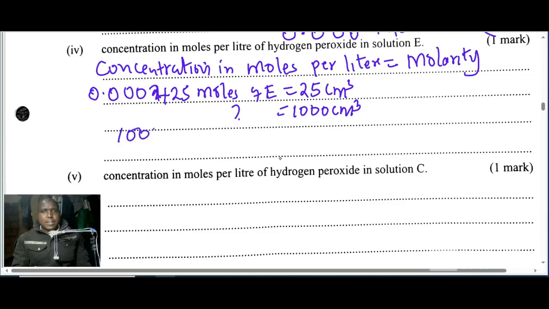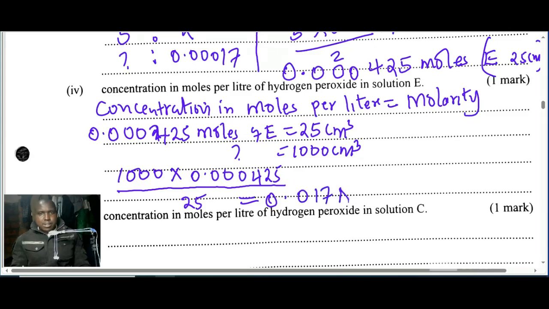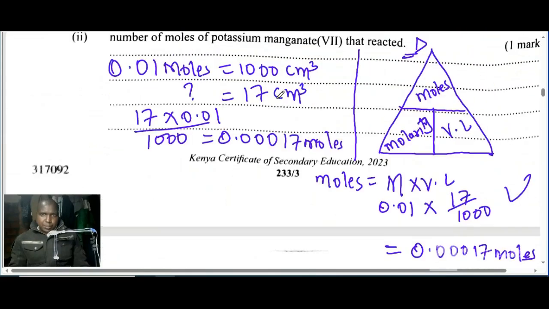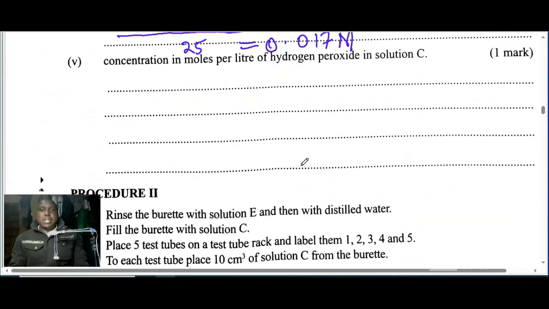So this means that we will multiply 1,000 times 0.0000425, we divide by 25, and this one will give us 0.017, capital M standing for molality. You can as well use the formula I gave here. You can use this triangle and you will get molality.